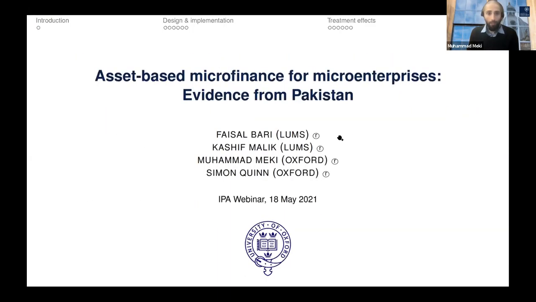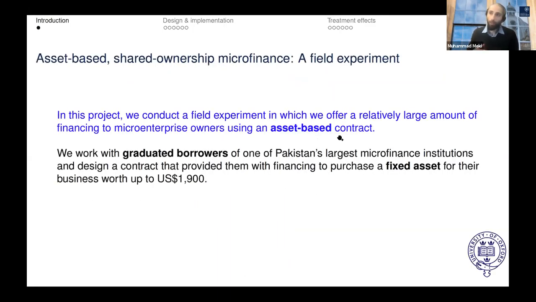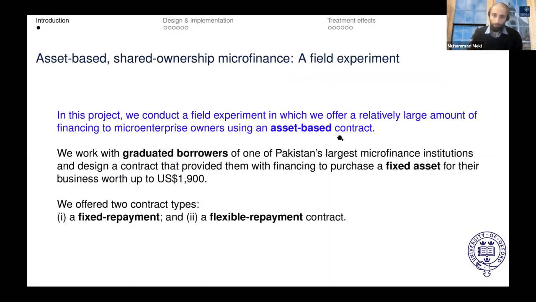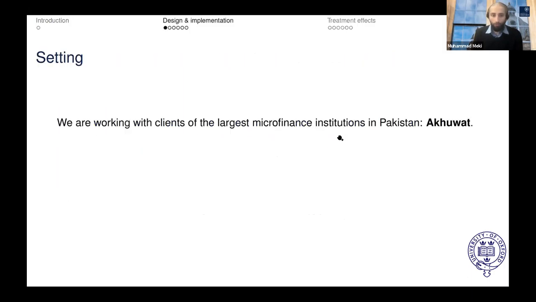We're working in Pakistan with graduated borrowers from one of the largest microfinance institutions in the country. We're helping them finance a fixed asset for their business that's worth just under $2,000. We do this using an asset-based financing contract, which I'll describe in more detail. Just to flag, there are two types of contract that we implement, one with a more fixed repayment schedule and one with a more flexible repayment schedule.